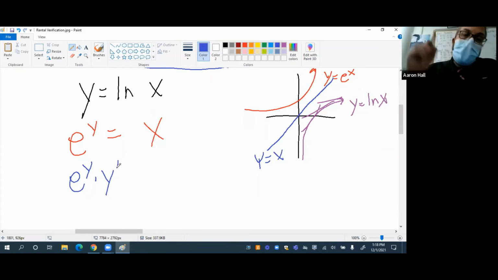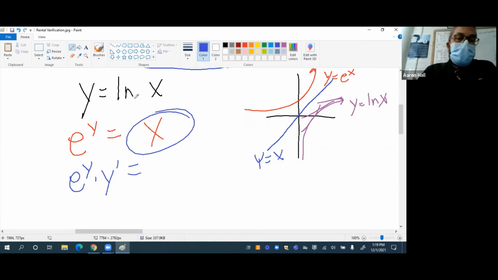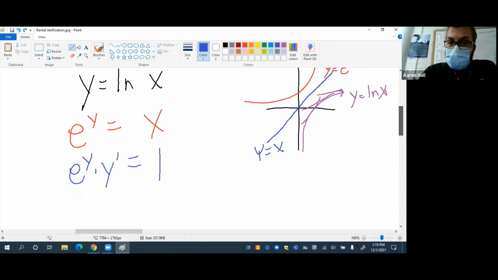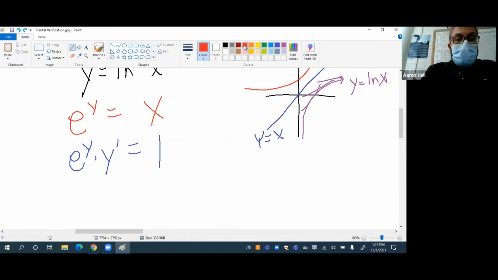The derivative of e to the y is e to the y, but we're taking the derivative of y with respect to x, so we still have this y prime. And that equals the derivative of x, which is 1. Now the whole point of this was to find the derivative of this function, so let's solve for y prime. Y prime equals e to the y.